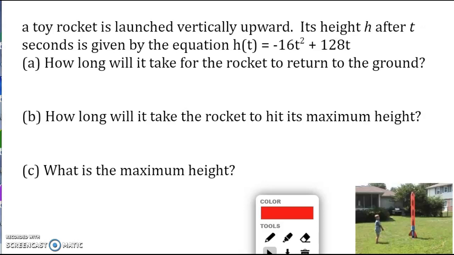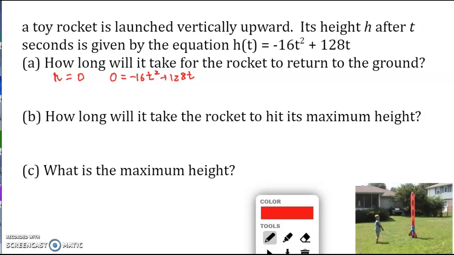Okay, so what is it asking? Well, h is the height of the rocket. If it is returning to ground, then the height is going to be 0. So we're saying that when it returns, the height is going to be 0. So we set h of t, the output, to be 0, equal to -16t² + 128t. Okay, what is the easiest way to solve this equation?